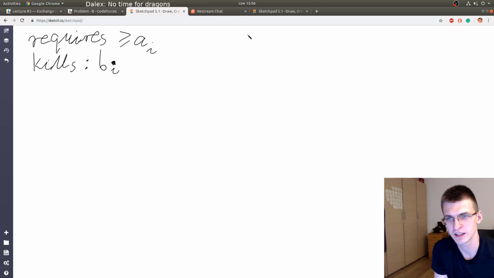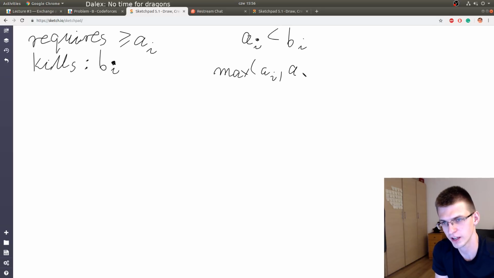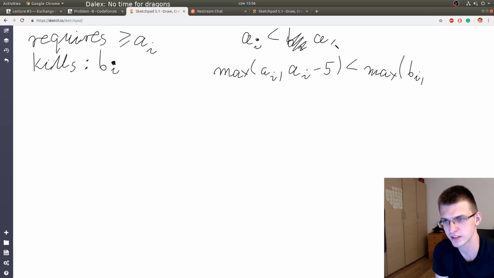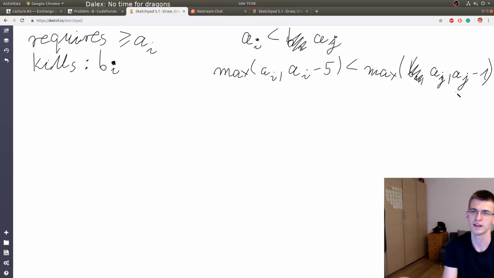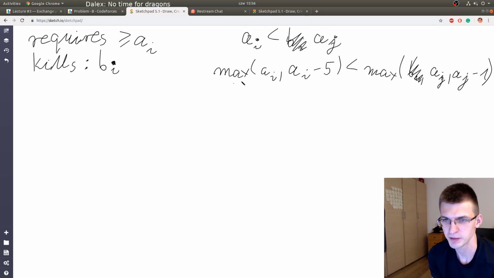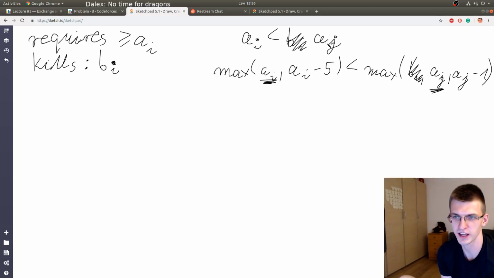For example, AI smaller than BI is equivalent to saying max AI, comma AI minus 5 smaller than max BI, sorry, here I meant AJ, and here AJ minus 1, for example. Of course, it's trivial to see that the maximum of these 2 is equal to this, and the maximum of these 2 is this, so it's just equivalent to comparing AI and AJ.